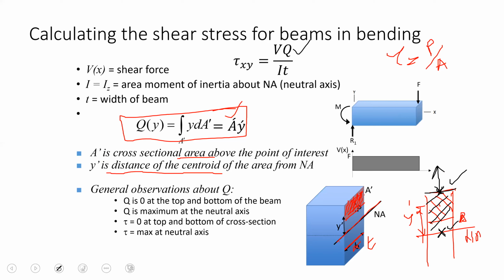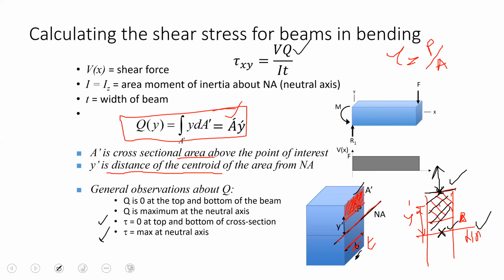So what do we conclude over here? We conclude that Q is zero at the top and the bottom of the beam. So resultingly tau will be zero. Q is maximum at the neutral axis. So resultingly tau is maximum over the neutral axis.